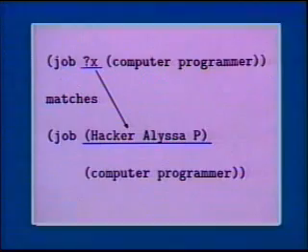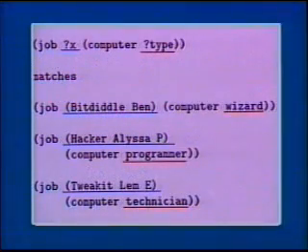Or more generally, I could have something with two variables in it. I could say the job of X is computer something, and that'll match computer wizard. Right, so there's something here. Type will match wizard, or type will match programmer, or X might match various things. In our little example, there are only 3 facts in that database that match that query.